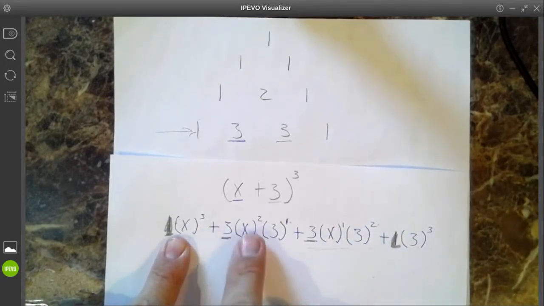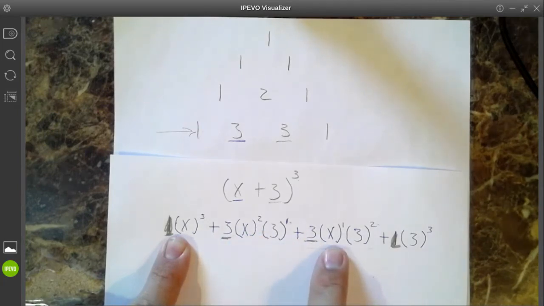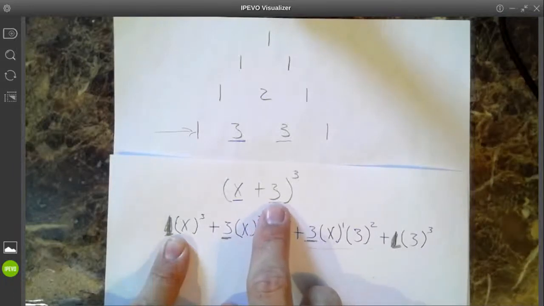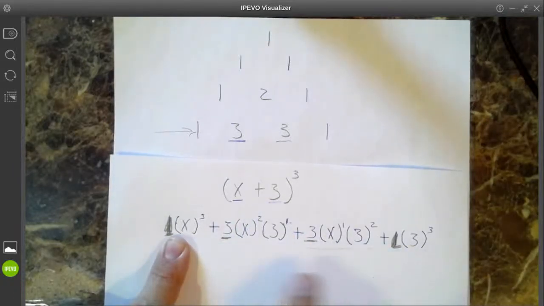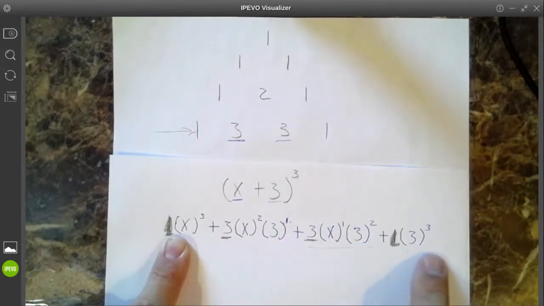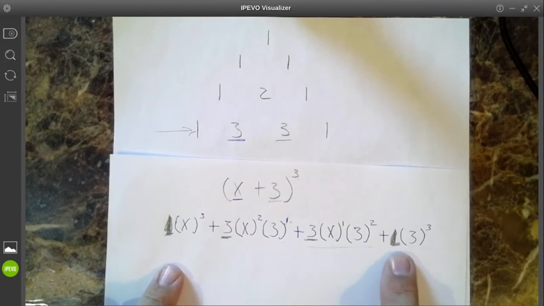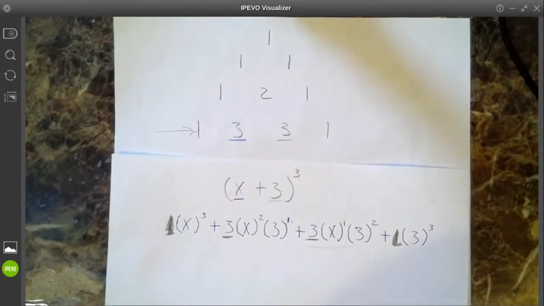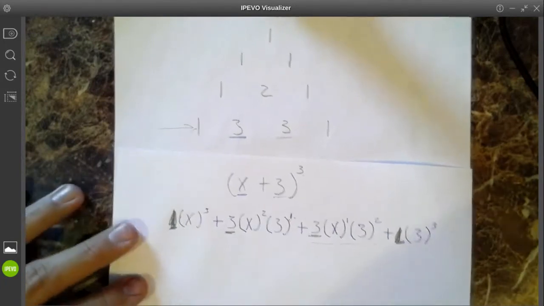So as the powers on the x's descend, 3, 2, 1, the powers for the 3 ascend. There was no 3 at all in the first term. Here it's 3 to the first, 3 to the second, and then over here it's 3 to the third, but there's no x at all. And then all we're going to do next is simplify this expression.